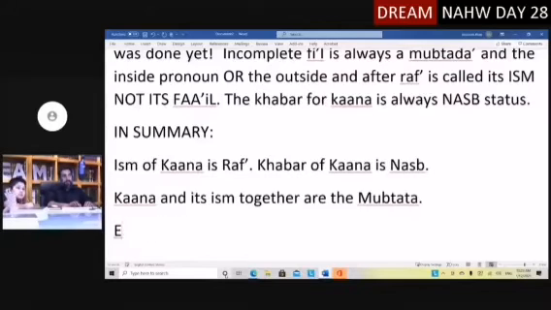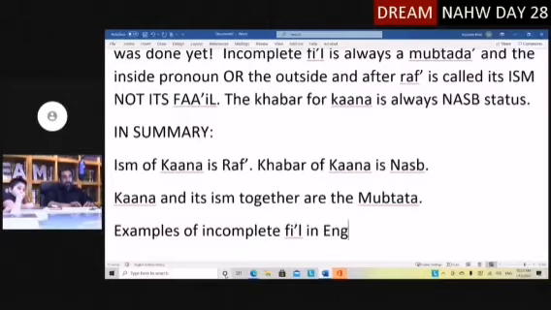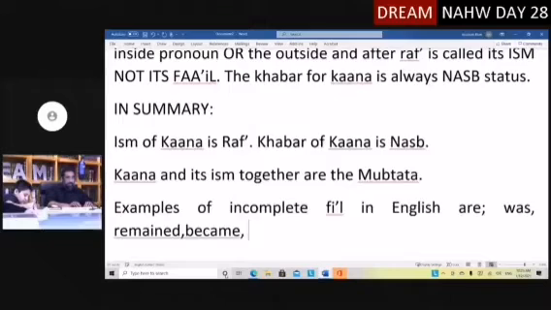Examples of incomplete fi'l in English are was, remained, became, continued, etc.